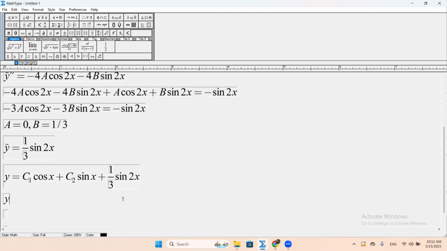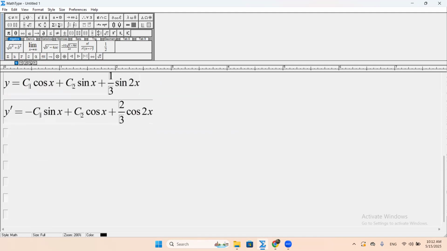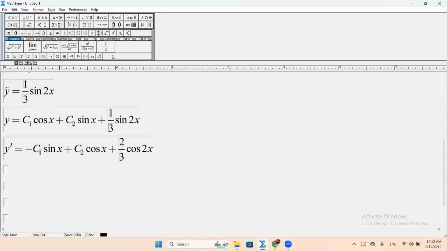Let us also differentiate it because we will have to find constants. So minus c1 sine of x plus c2 cosine of x and plus 2 over 3 cosine of 2x. So, finding the exact solution.